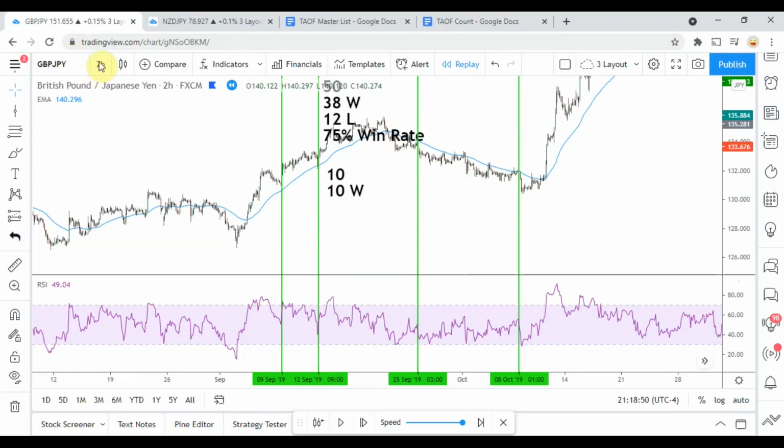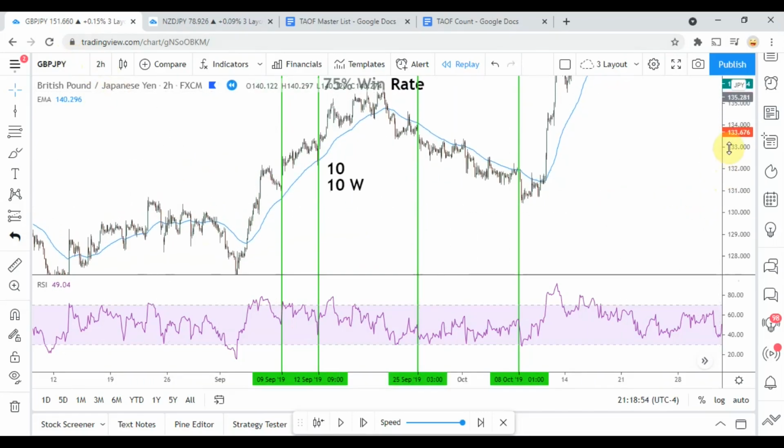I did it on the 2-hour time frame because I couldn't really figure out exactly what time frame they were using in the original video. And this is the Great Britain pound versus Japanese yen. Of course, you can see that up there.